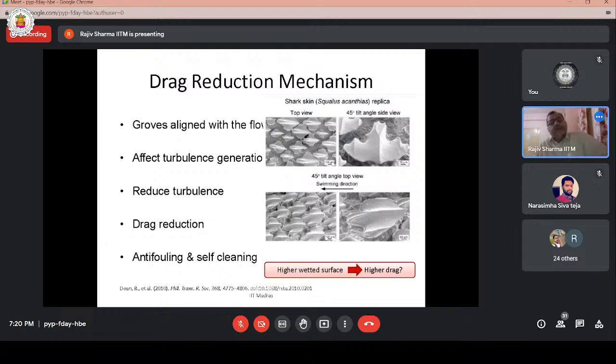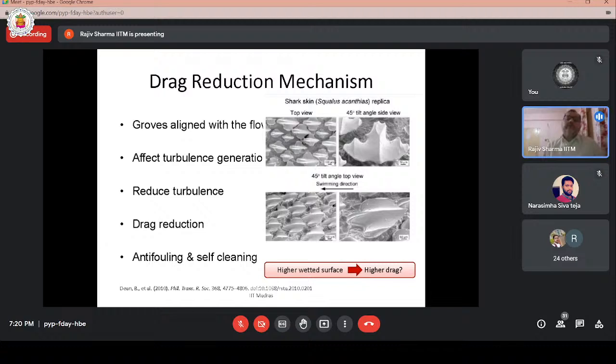The idea is that they will change the nature of flow. They will affect the generation of turbulence. They will reduce turbulence. They will reduce drag. And because they are affecting turbulence, they are reducing turbulence, they will also have some property, favorable property in the field of anti-fouling and self-cleaning.